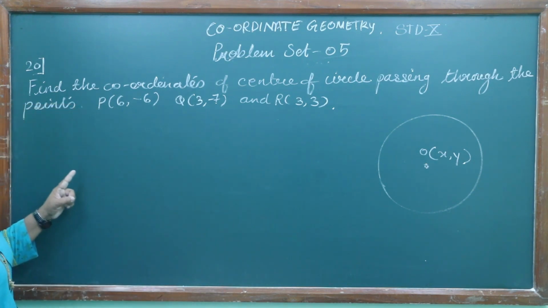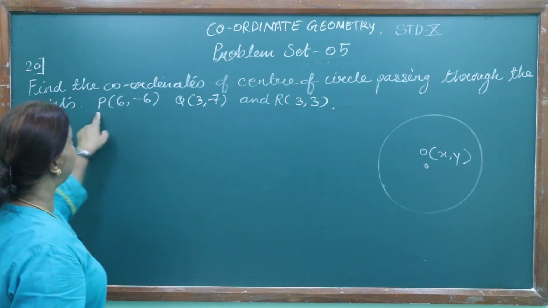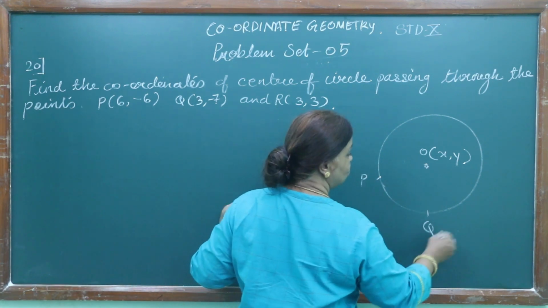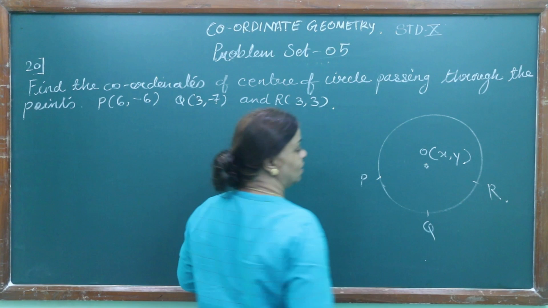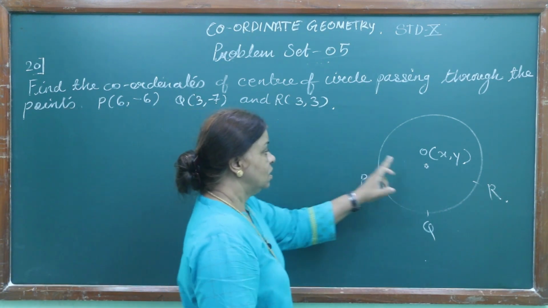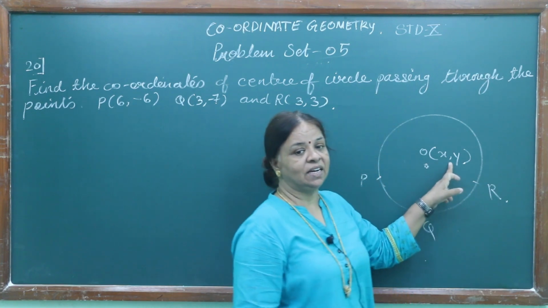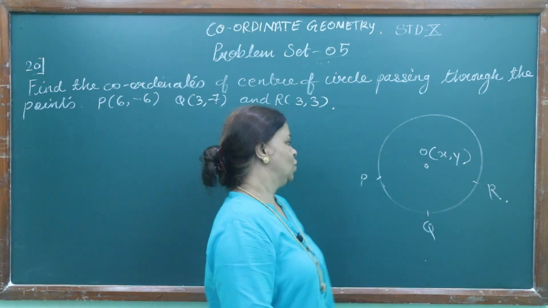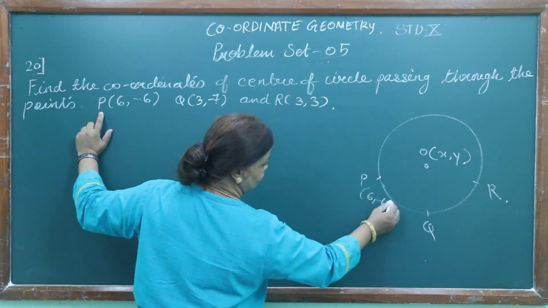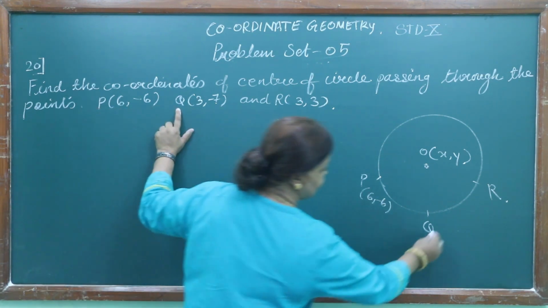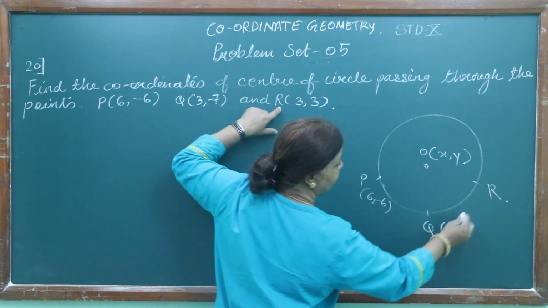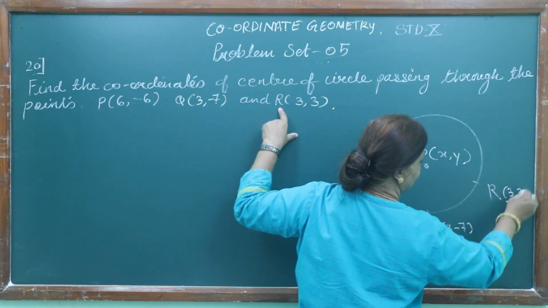The circle is passing through the points P, Q, R. Means point P, point Q and point R are on the circle. And we need to find out the coordinate of the center of the circle. So, coordinate of P is (6, -6). Coordinate of Q is (3, -7). And coordinate of R is (3, 3).